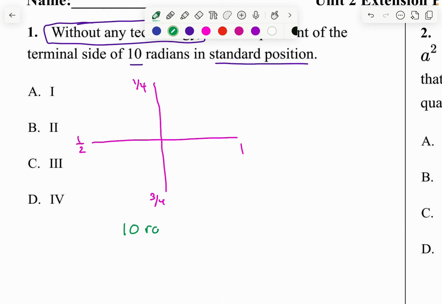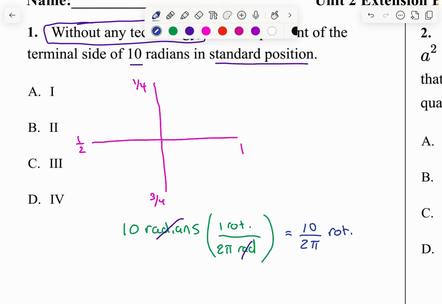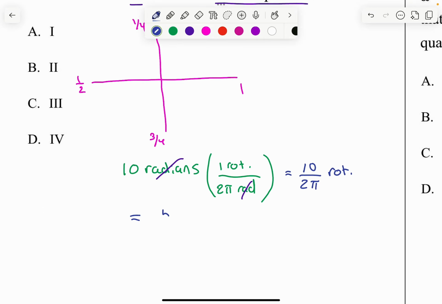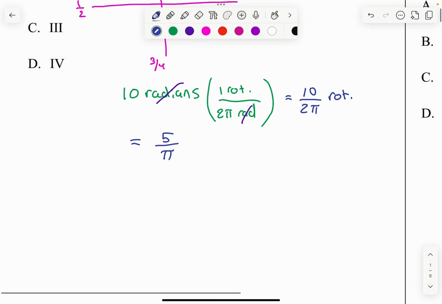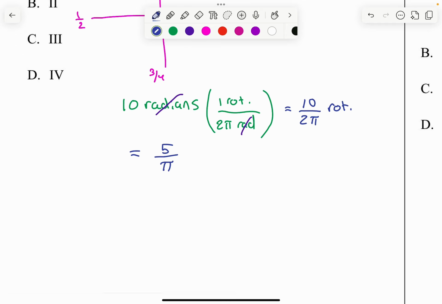So I could say something like, well, let's convert 10 radians to rotations. So one rotation is worth 2 pi radians, right? So that means now that I've got 10 divided by 2 pi rotations, and that's equal to 5 over pi. Okay, so now our goal is to basically approximate 5 over pi rotations. Now we can do this a couple of ways.